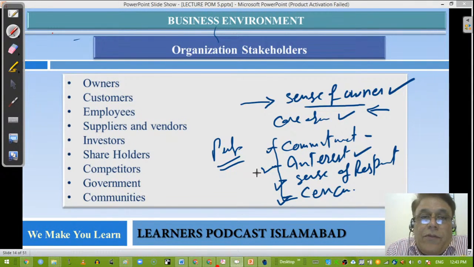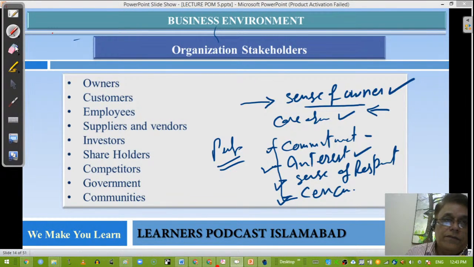So this is the thing. Employees are very important stakeholders. Generally, good organizations all over the world, you have seen, particularly, they invest a lot in their employees, just to get them to develop their sense of ownership, improve their motivation, improve their commitment, improve their interest. Okay, so all these things. Okay, moving next.